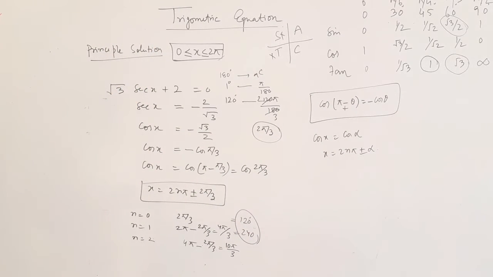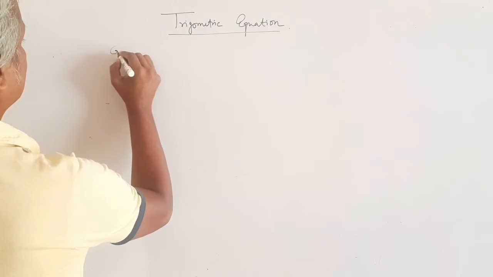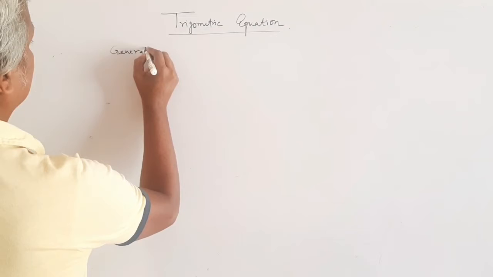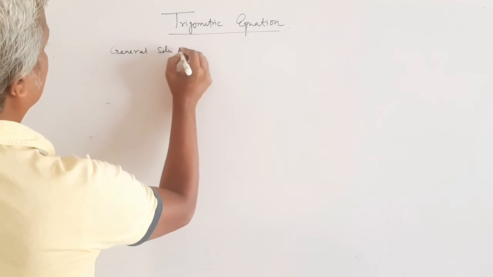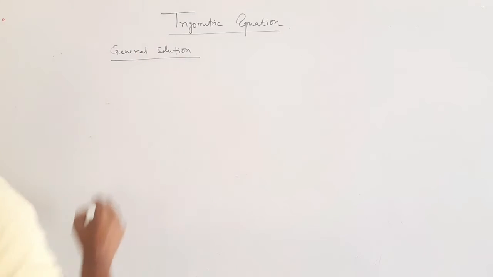Now let me clear the mess and I'll solve some general solutions. Now we have to solve some general solution. General solution means there is no restriction. You can find all sets of values. So you get a large number of values for these expressions.